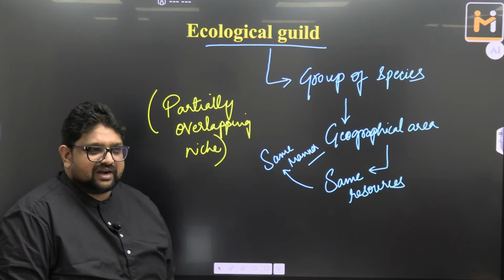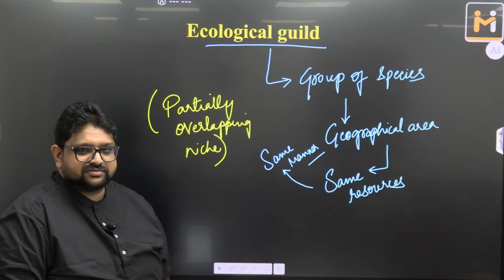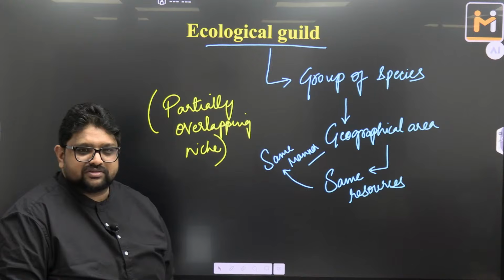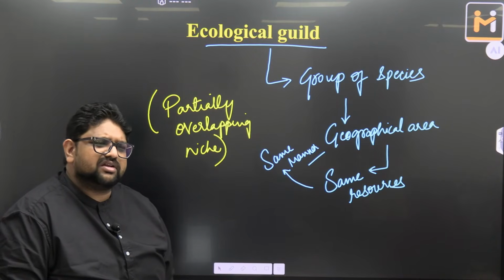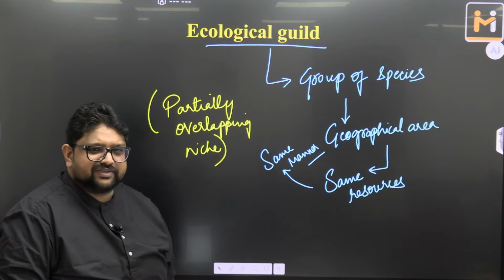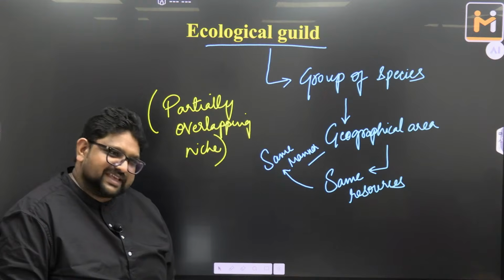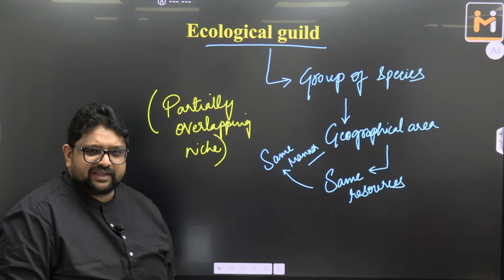There is a flower garden. How many different kinds of insects visit that? Honeybees, butterflies, some moths, some other insect. They all feed on the same plant. They all take their part of the nectar. They are consuming the same resource in the same manner. How do butterflies take the nectar?